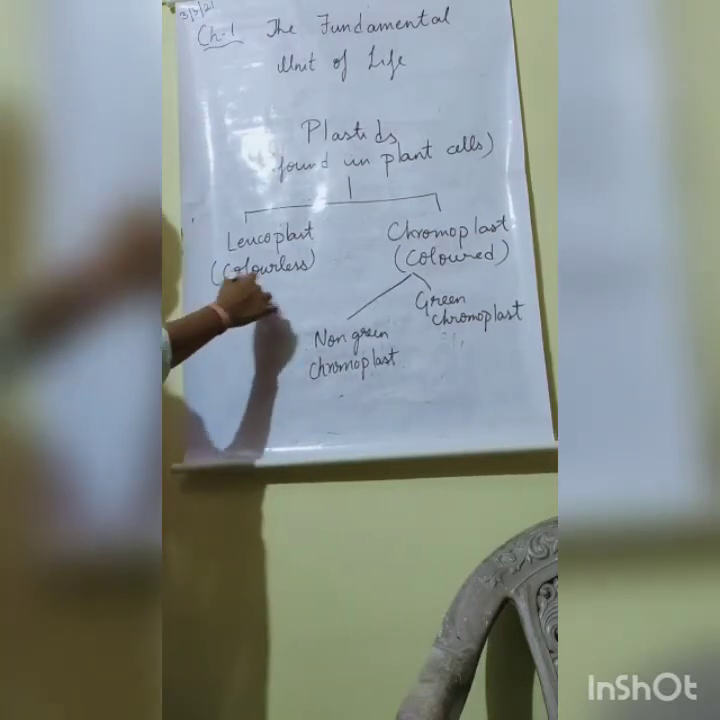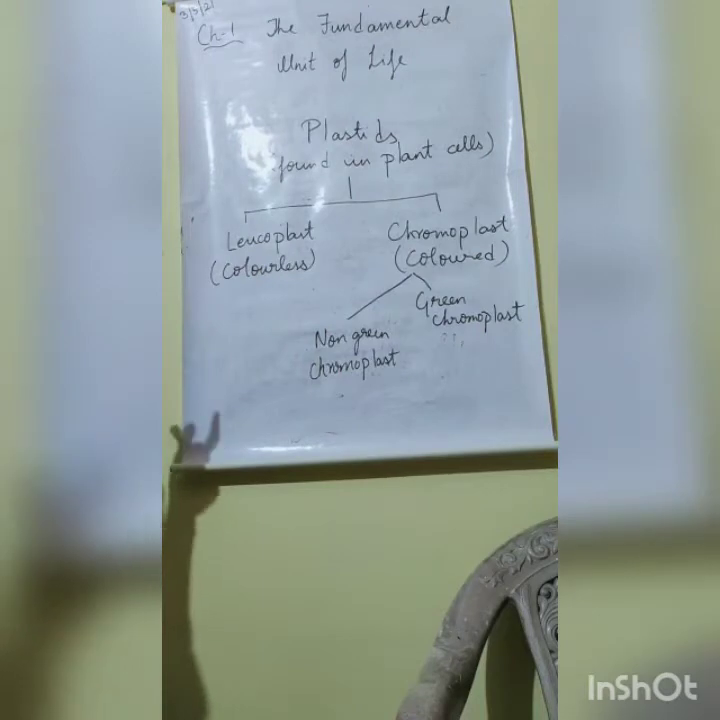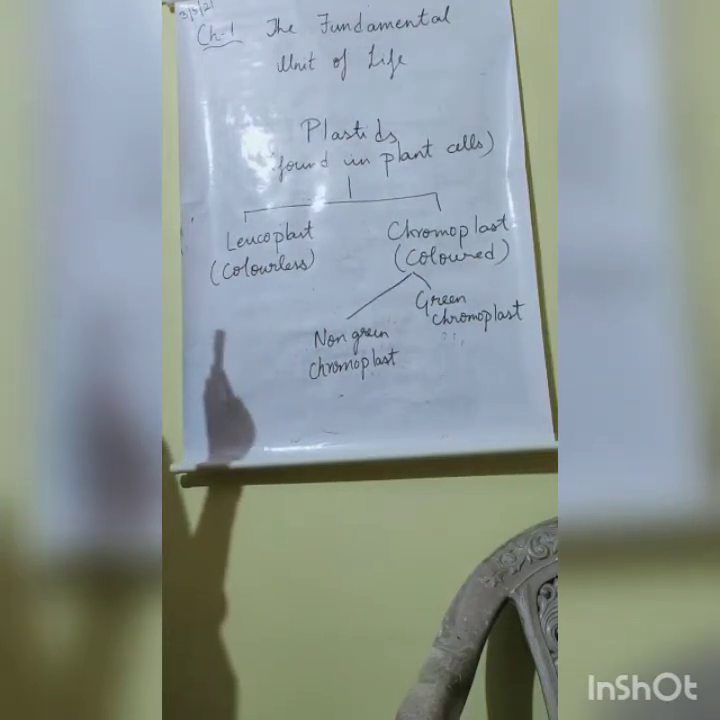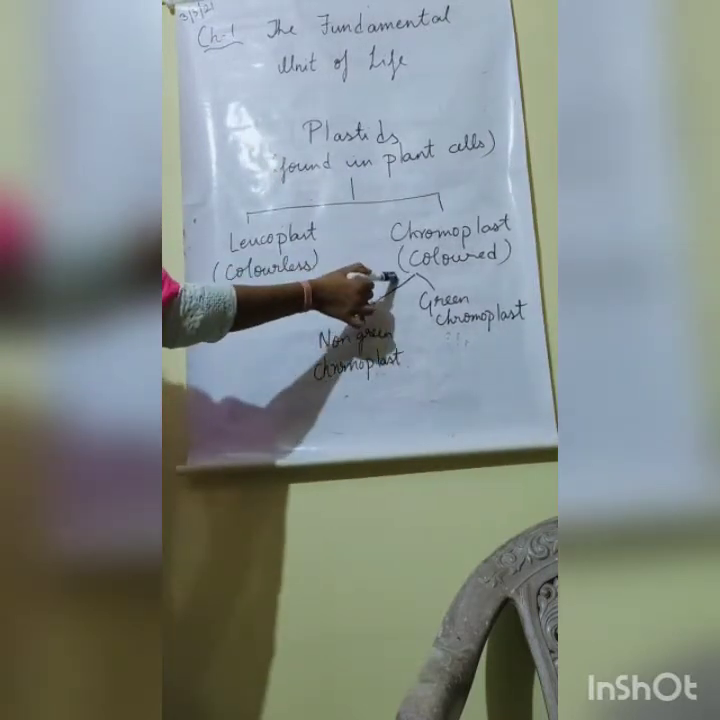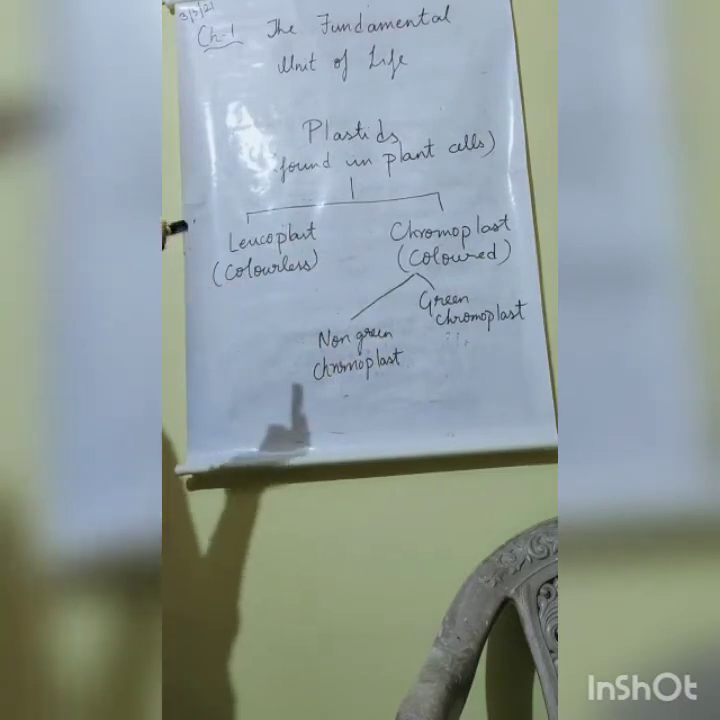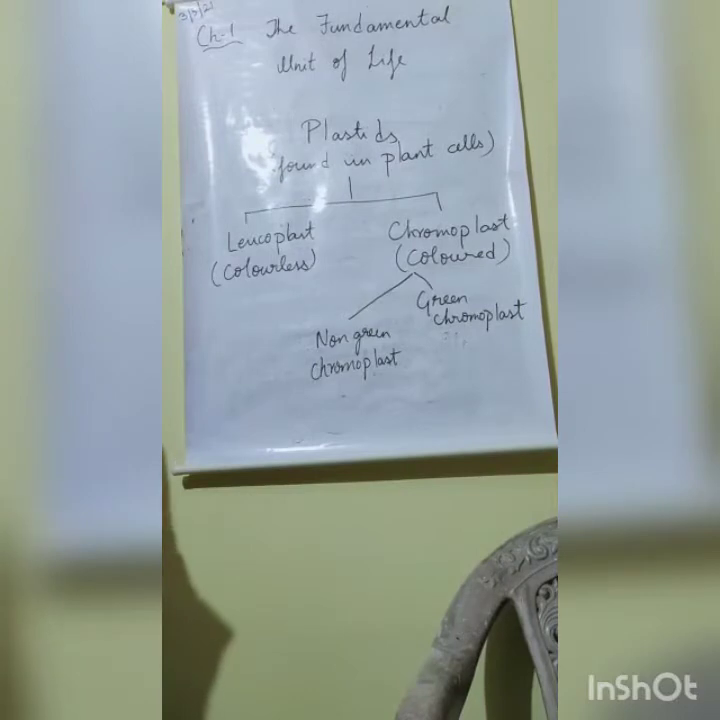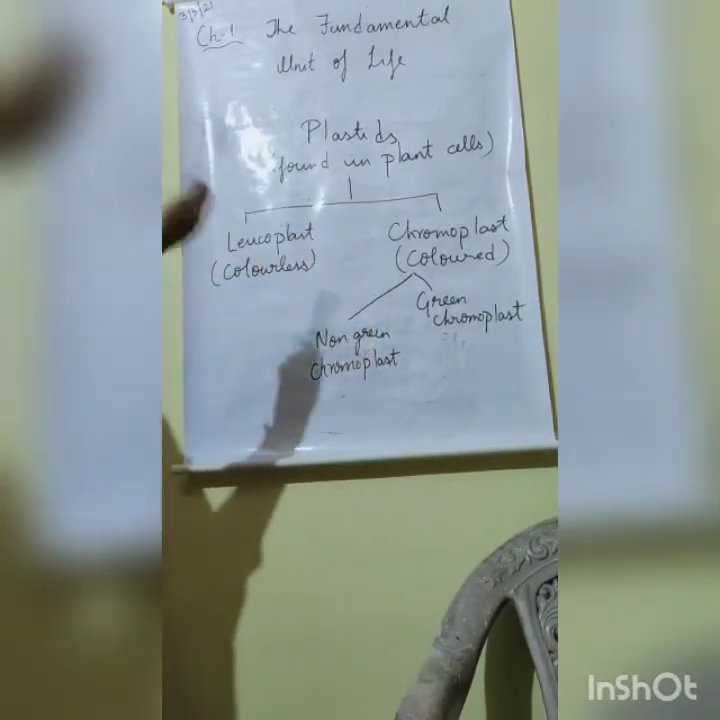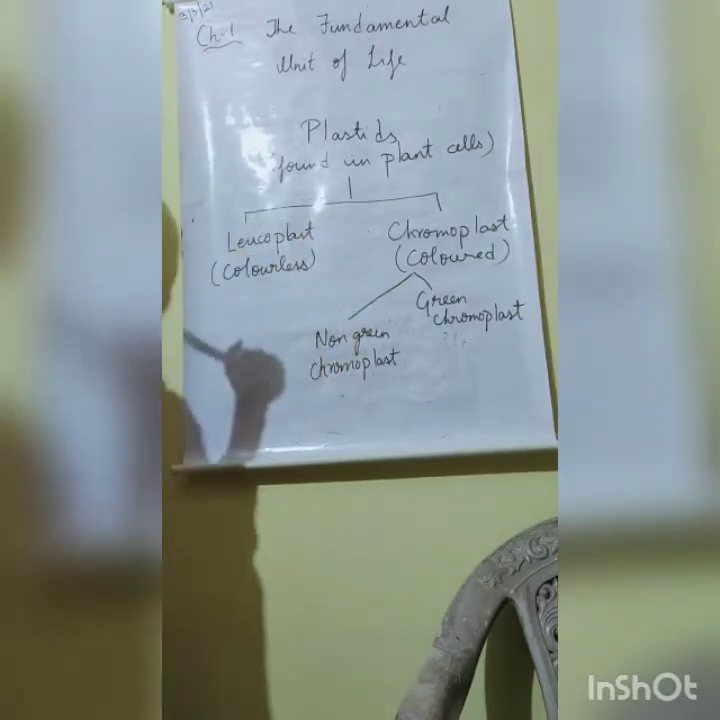It means that the part where leucoplast is present will not come in exposure to sunlight. And chromoplast occurs in the cell where there is an exposure of sunlight, where the sunlight hits. Now these chromoplasts are the colored plastids and they are found in the region where there is an exposure of sunlight.